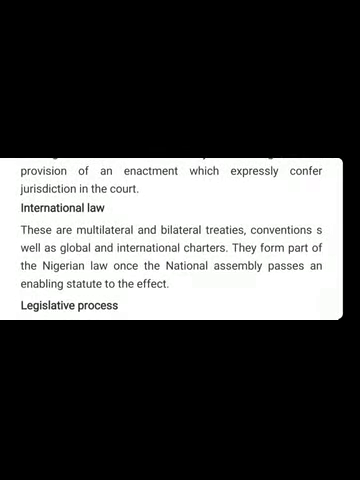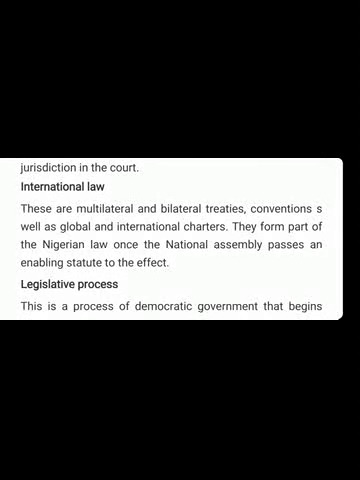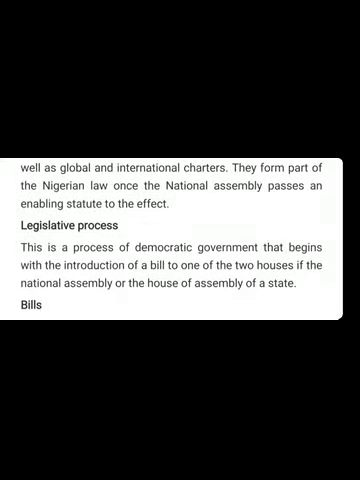That will take us to international law. These are multilateral and bilateral treaties, conventions, as well as global and international charters. They form part of the Nigerian law once the National Assembly passes an enabling statute to the effect. That will take us to legislative process.